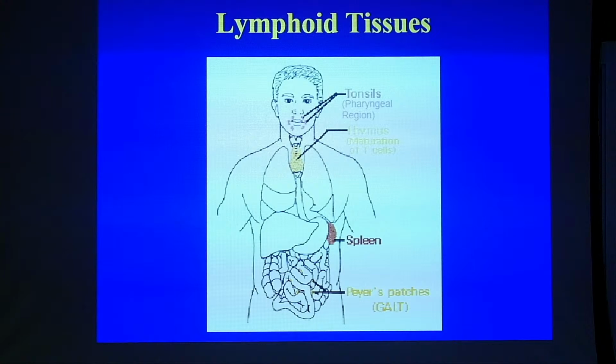And then this is the thymus. We're going to talk about that in a moment. Here's the spleen, always located on the left side and tucked in around the stomach. And down here are the Peyer's patches, the gut-associated lymphoid tissues.